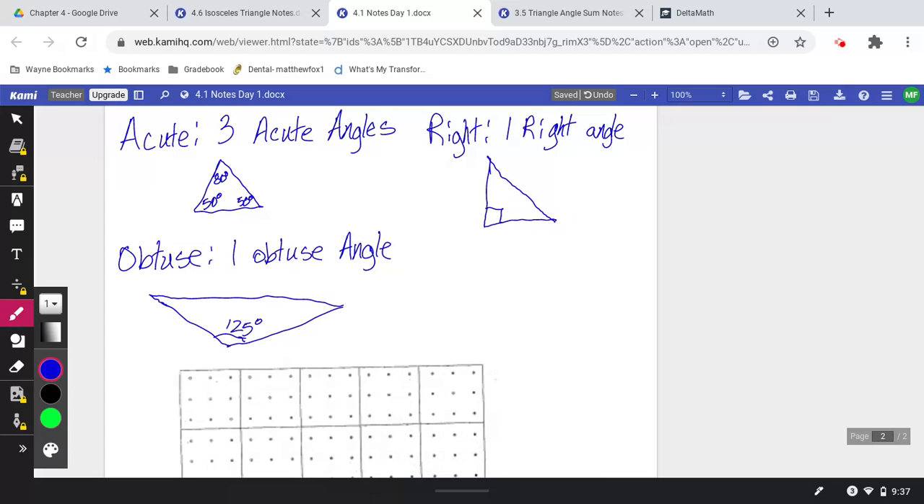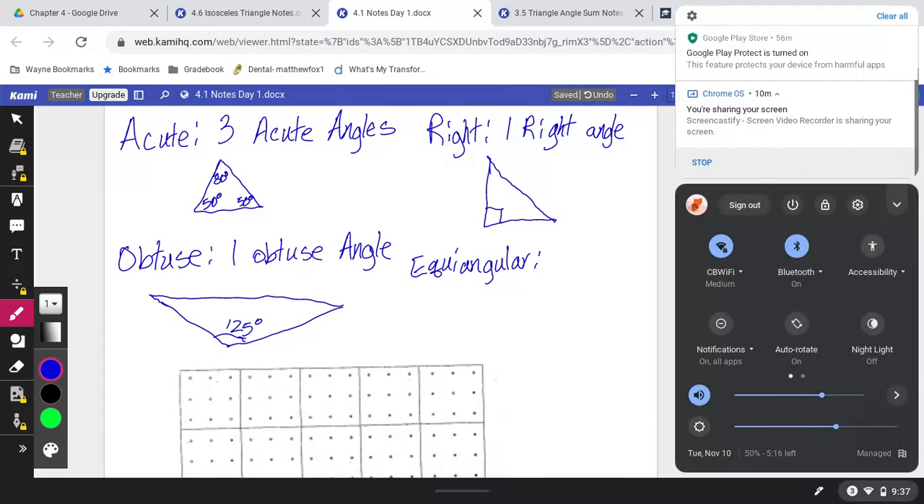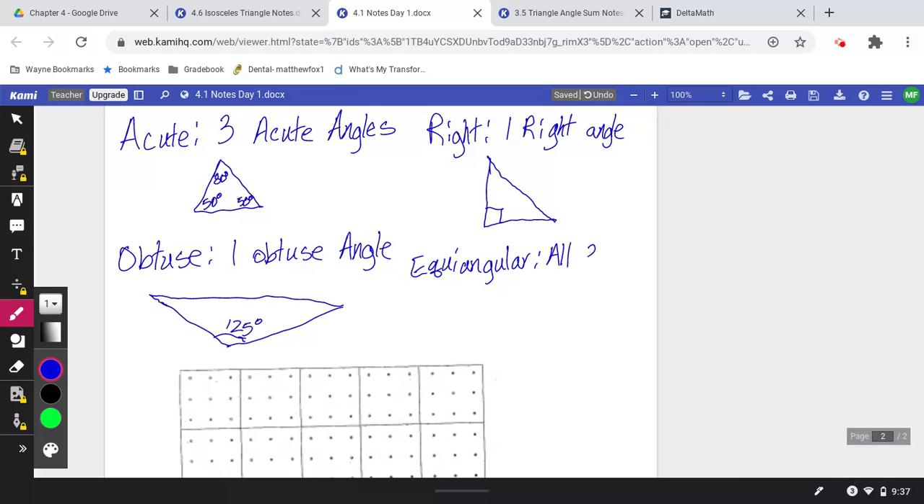Okay, and then your final one, very similar to what we had on the front. The final type by angle is called equiangular. The only difference on the front, equilateral, meant that they had three congruent sides. Equiangular means there are three angles that are congruent. And if it is equilateral, it is also equiangular, and vice versa. If it's equiangular, it's also equilateral. So to show that these angles are the same, I can put an arc on each of them.